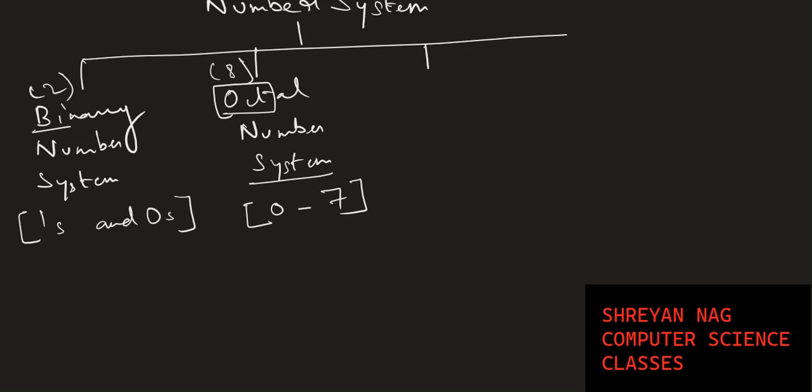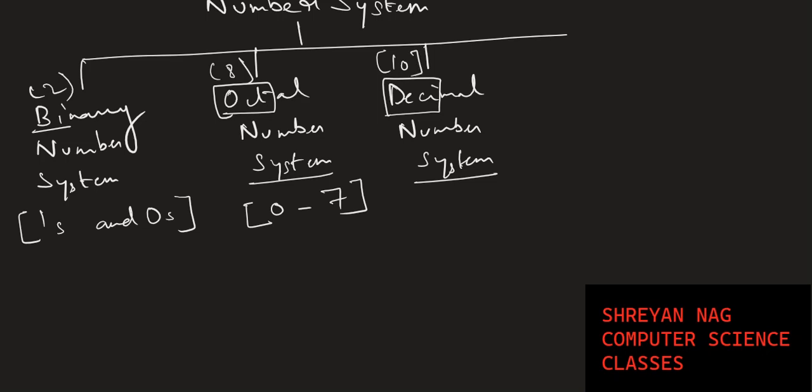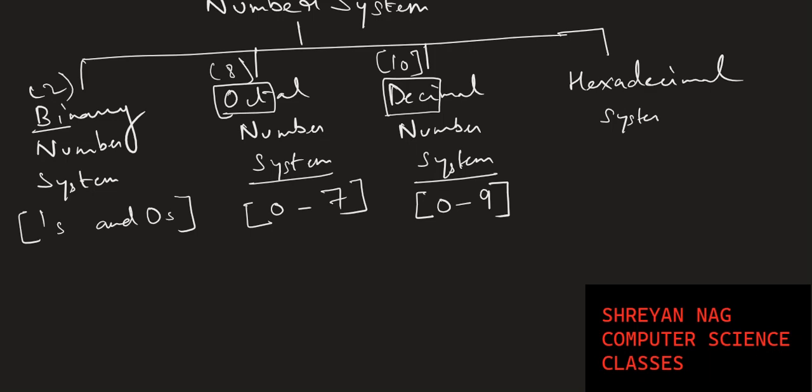Then comes the decimal, which is the normal number system which everyone uses. Decimal number system. Deci means 10, so starting from 0 to 9 without any symbol repetition, there are 10 numbers. And the last one is the hexadecimal system. Hexadecimal means 16.